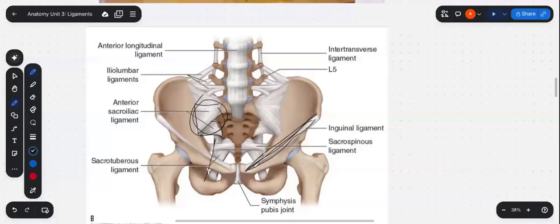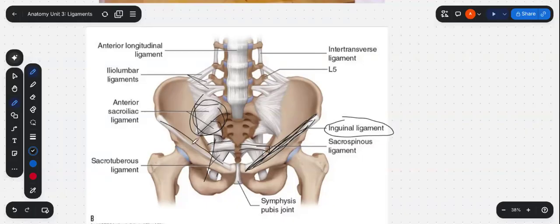Another one that we have is your inguinal ligament. It is this line that runs diagonally. So there's one over there, there's another here. That is your inguinal ligament. The sacrospinous ligament runs horizontally, and it is kind of from your sacrum to the different region of your hips.